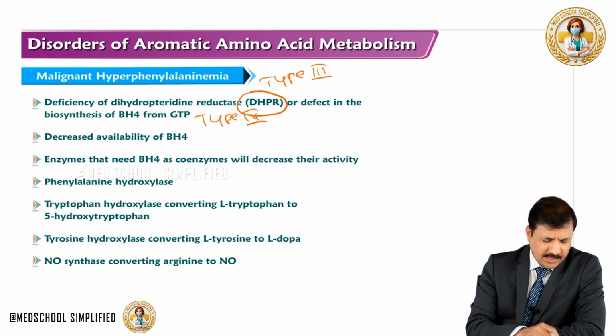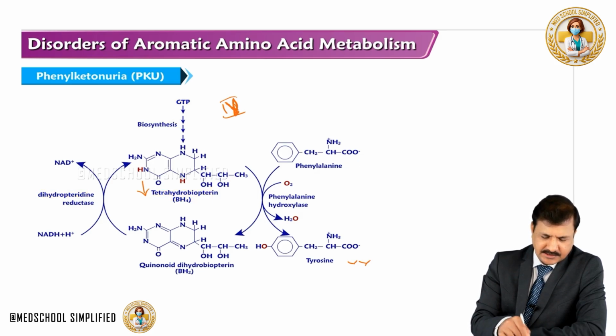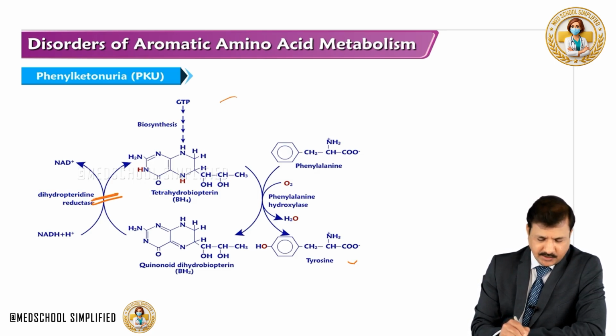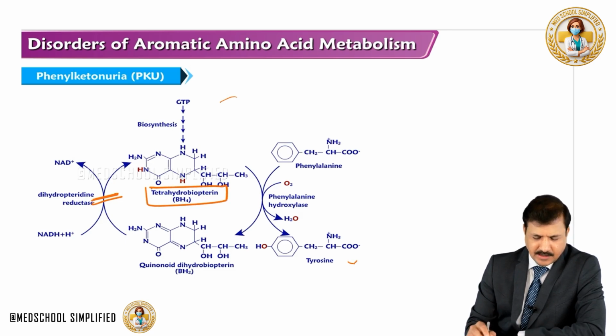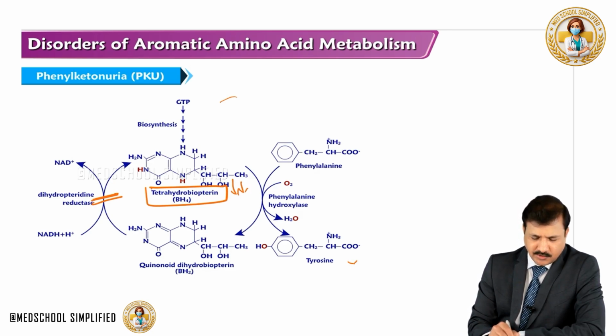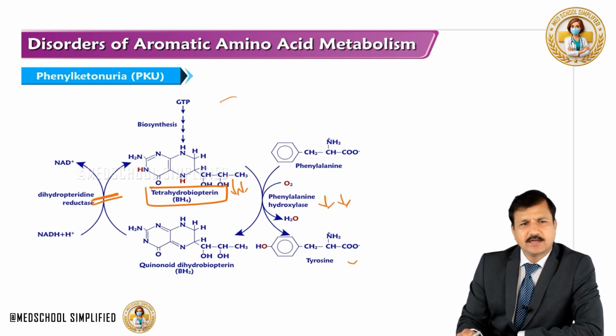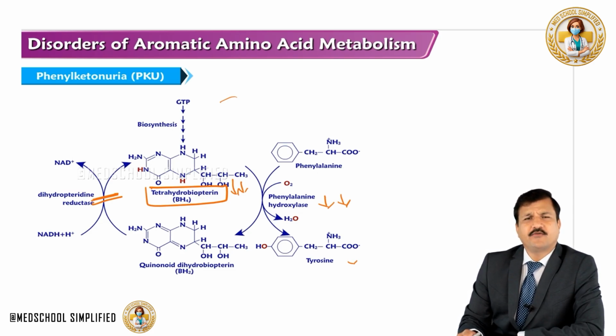So I would like to take you back to the slide here, where I have explained if there is a defect or deficiency in dihydropteridine reductase enzyme, that will lead to a decrease in the conversion of dihydropteridine into tetrahydrobiopterin. So if there is a deficiency in tetrahydrobiopterin, it is going to decrease the activity of phenylalanine hydroxylase enzyme. Not only that, deficiency of tetrahydrobiopterin is going to affect many other enzyme activities in our cells.